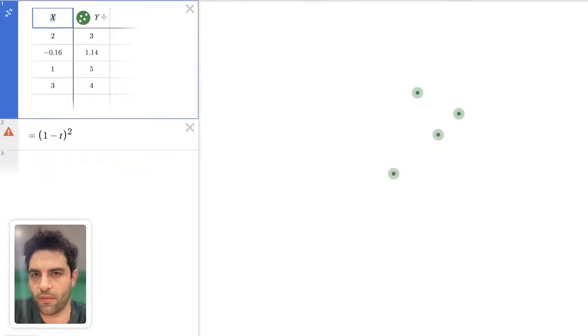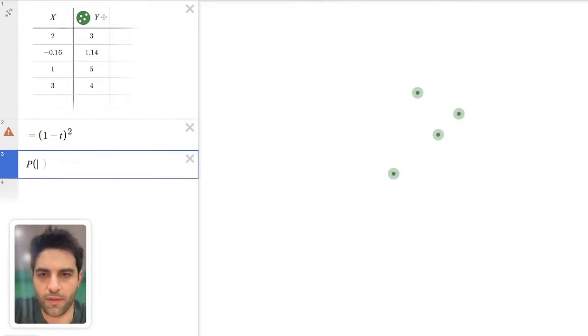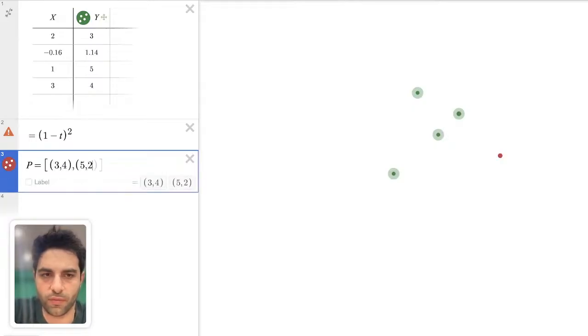So I've called these x and y. So let me call them... No, I don't know. I wonder something. I've never tried this before. If I just type p equals 3, 4, and 5, 2. I've never actually tried this, so let me just try this.